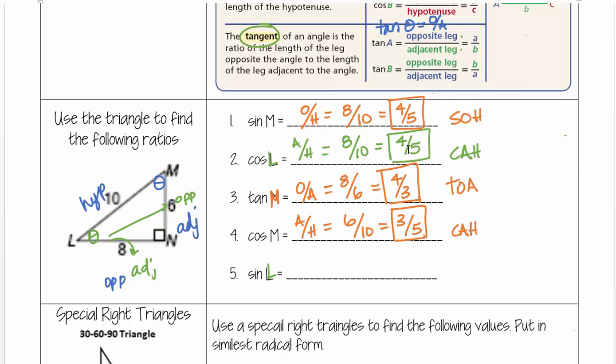And then the last one, the sine of L. So this is the SOH part. Opposite divided by hypotenuse. The opposite this time is 6. And my hypotenuse is still 10. So we end up with 3/5.